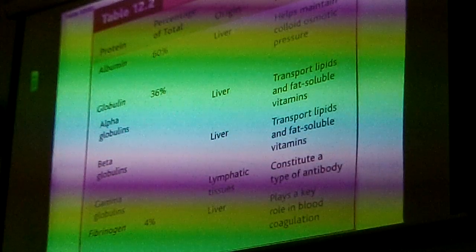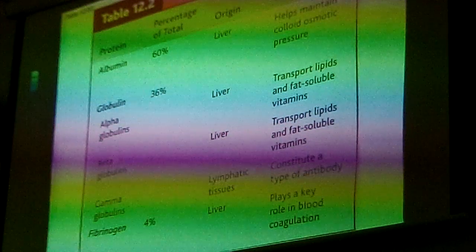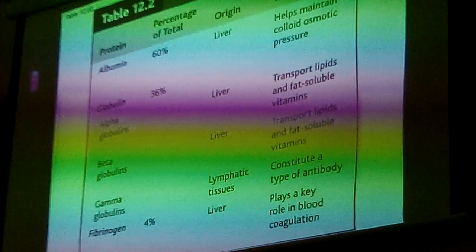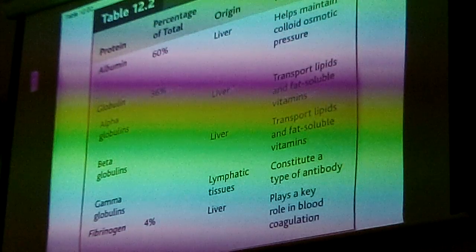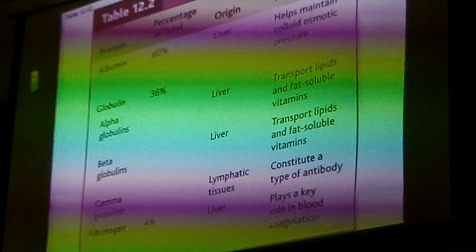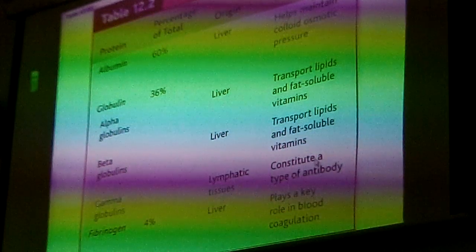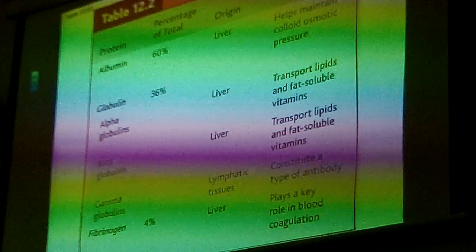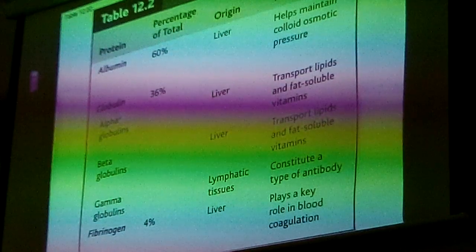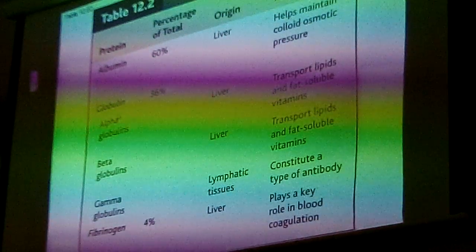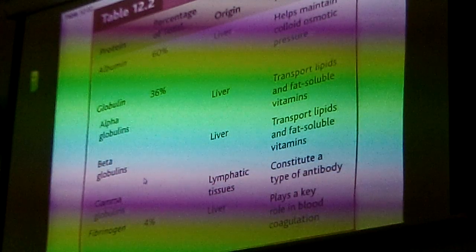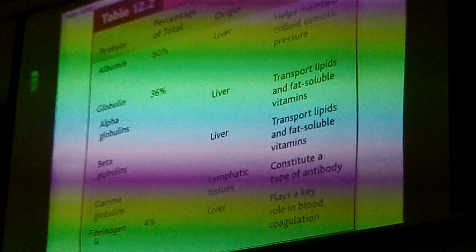Antibodies are little Y-shaped proteins that will attach to foreign invaders that are in the body, disease-causing organisms. And the little Y-shaped proteins attach and stick to these invaders and cause them not to hurt you anymore. So a gamma globulin is a type of antibody. And these globulin proteins, they call them globulins because they're big, thick proteins. These globulin proteins make up 36% of your proteins. And then 4% are fibrinogen proteins.